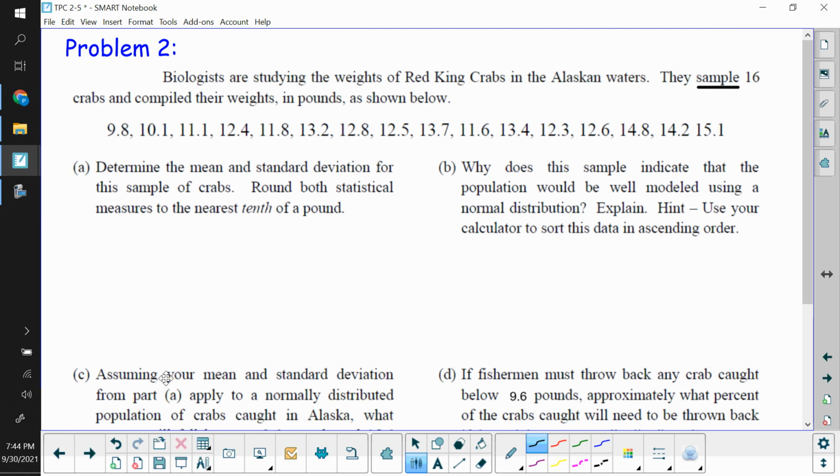All right, here's our next one. We've got biologists are looking at weights of red king crabs. They sample 16 crabs and compile their weights. So because it is a sample, we would want to use our Sx. So we're going to find our mean and our standard deviation, and we're going to round them to the nearest tenth. It is okay that the data is not in order. Okay, you can still just put it in your list and the calculator will take care of it. So we're going to need our x-bar and our Sx.